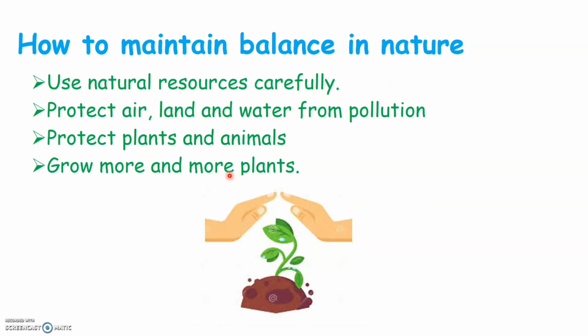Now we know that plants will give us food, water, and it will also give us air to breathe. So growing of more and more plants is important as it will also help in reducing pollution. So these are the 4 different ways in which we can maintain balance in nature.